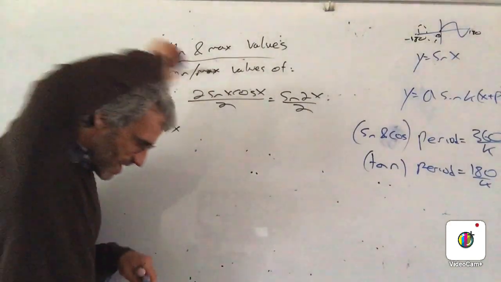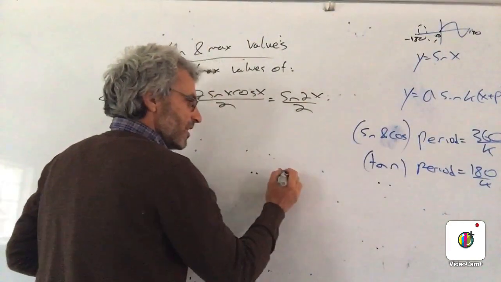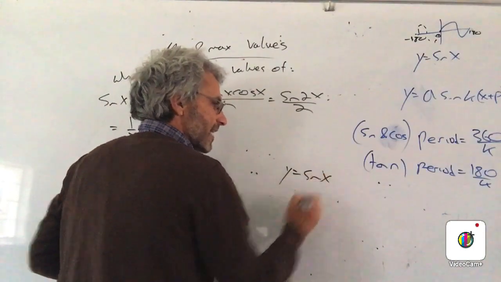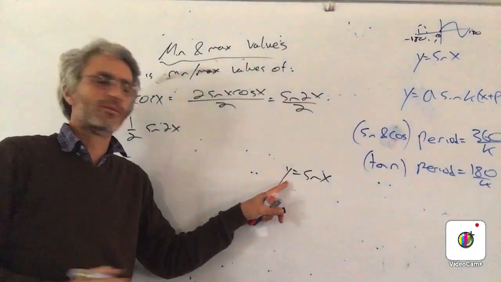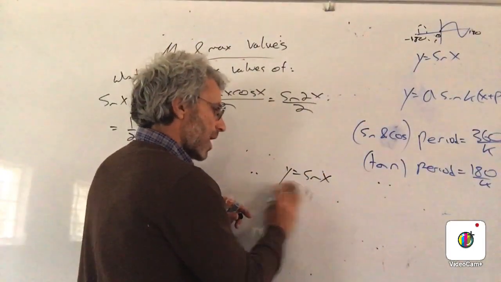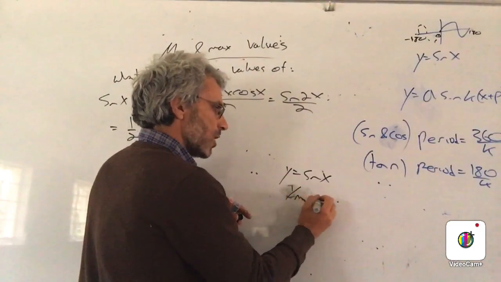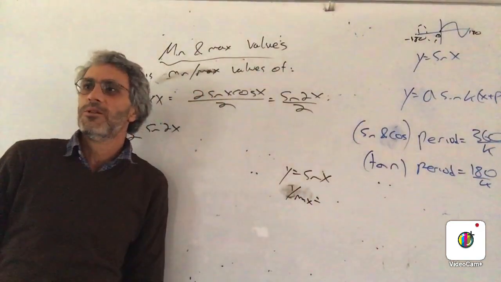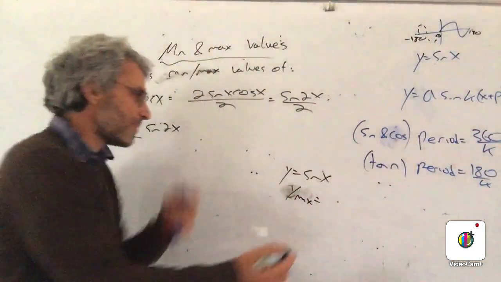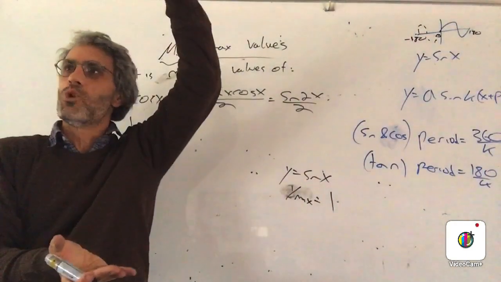Okay, now let me ask you another question. If I've got y equals sine x, what's the maximum that y can be? Y maximum will be what? What's the maximum that sine x can be? 1. Okay, that's the meaning of the amplitude. The maximum it can be is 1.